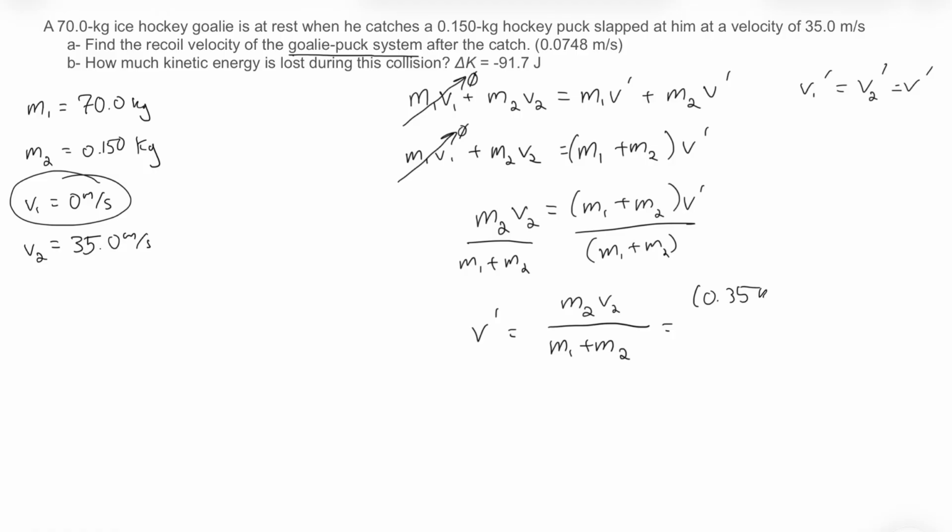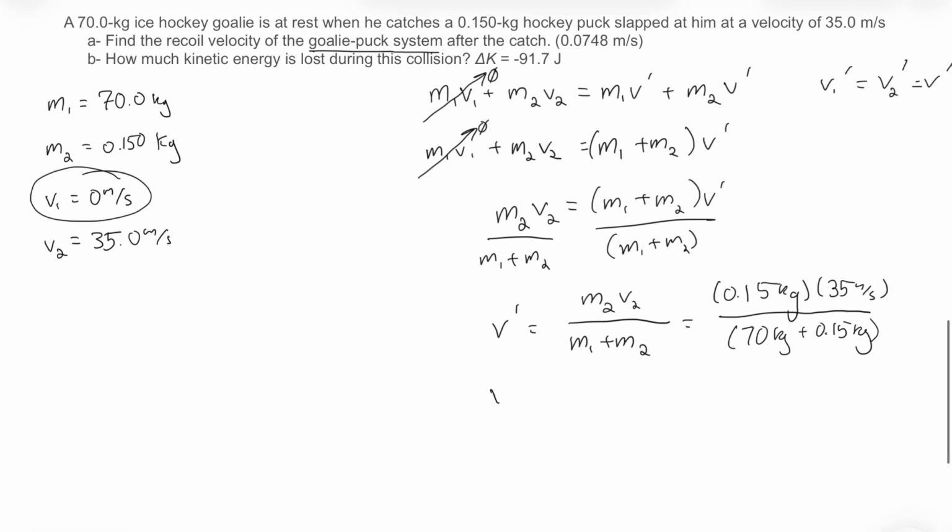If we fill in our known variables, we've got 0.15 kilograms for the hockey puck that was moving 35 meters per second, divided by 70 kilograms plus 0.15 kilograms. If we do out the math, we end up with a final velocity of 0.0748 meters per second, which is how quickly the goalie and the hockey puck will be moving backwards from the goalie's perspective after the goalie catches the hockey puck.